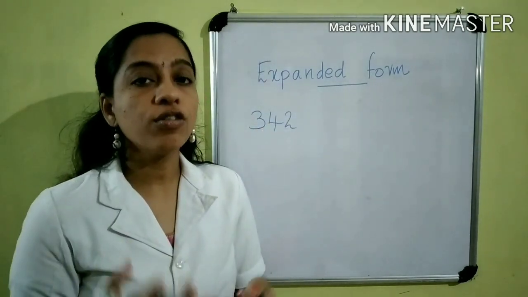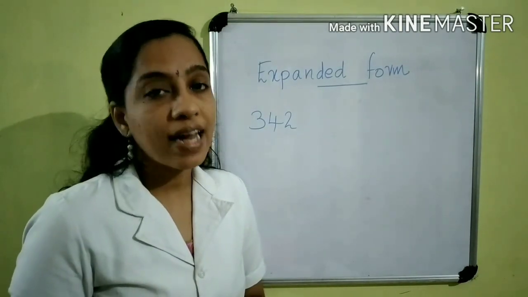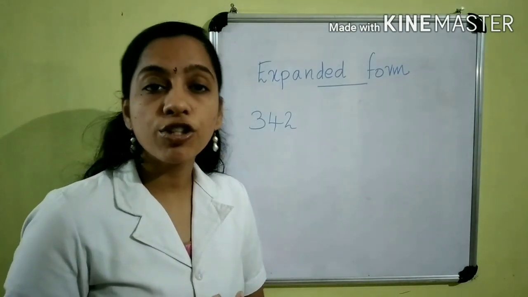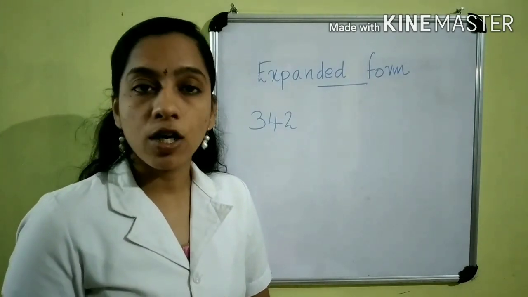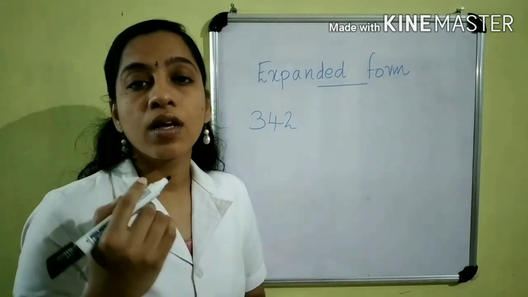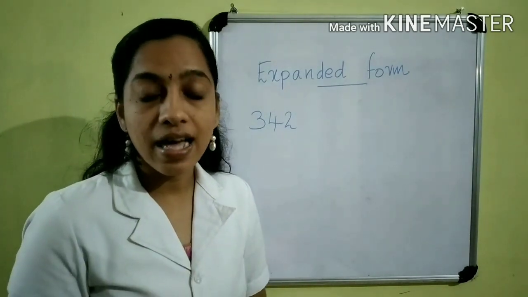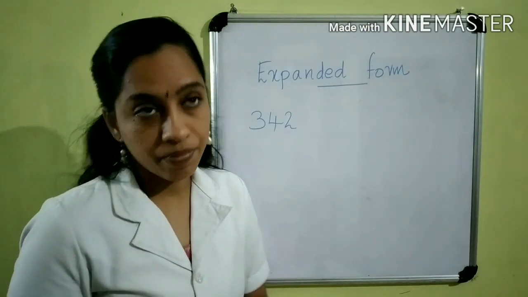342. You have to write the expanded form of this number. Before writing the expanded form, we should know the place value of each digit in this number, because writing the expanded form means writing the number as the addition of the place value of each digit in this number.